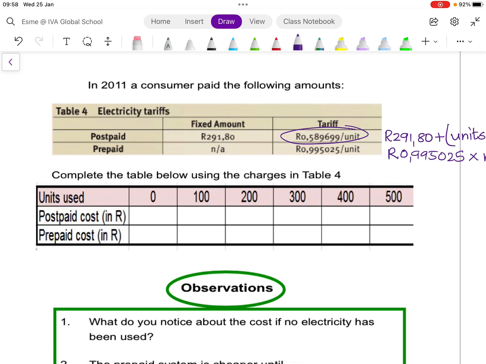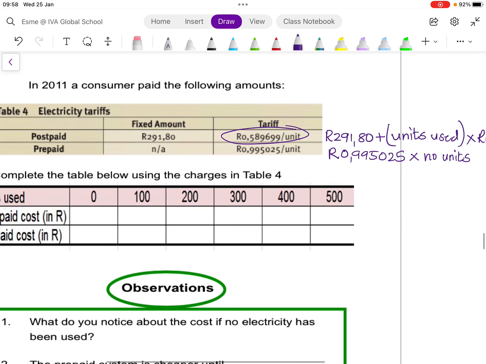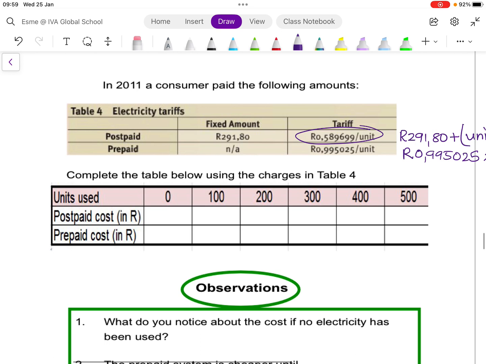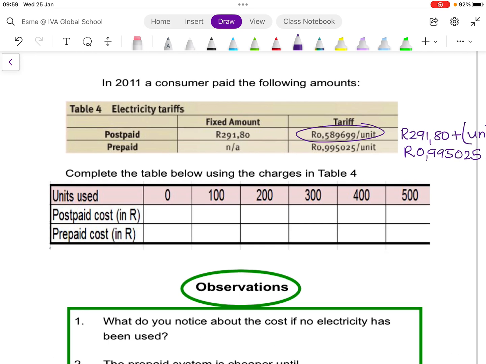Right, and also we know from this kind of scenario that if I use no units and I put it into my equation, so for no units, my postpaid is still going to be, and I'm not going to put rand because I've got my rand sign over here. So that's going to be 291.80.